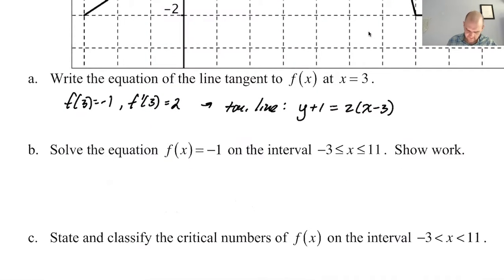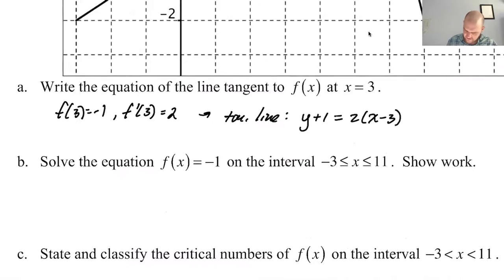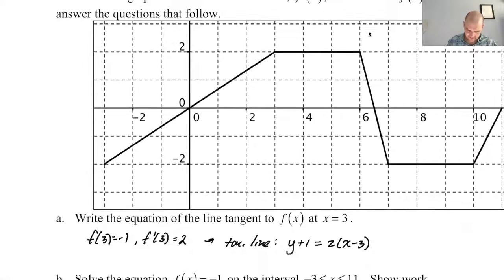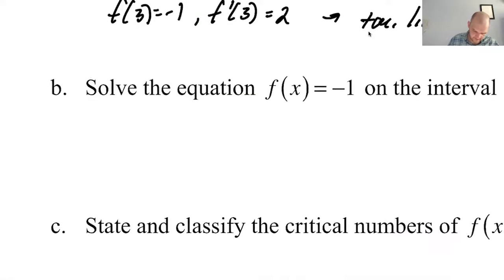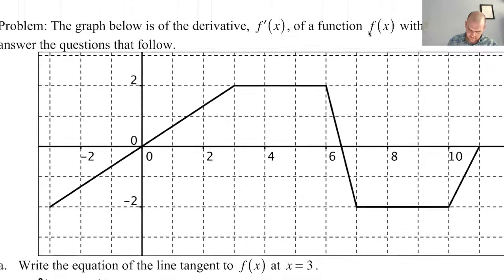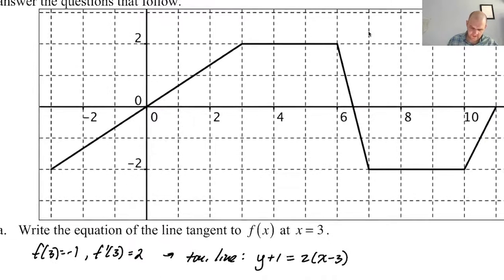Solve the equation f of x equals -1 on the interval -3 to 11. So, f of 3 is -1. That's just given, so x equals 3 is given. All right, now what are we going to do? Basically, I'm going to look for symmetric areas. Here, for example, if I go this way, I don't even need to know what that is. I guess it's 3.